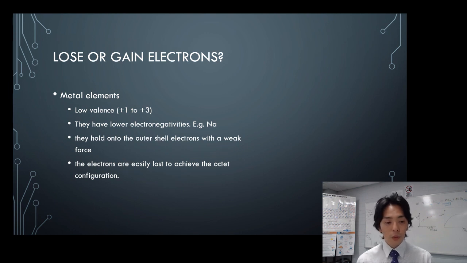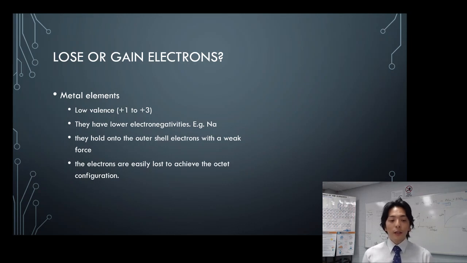That's what happens to metals. They would have very low valence compared to the rest of the periodic table, +1 to +3. That's what they would form. Now, that means that they would have lower electronegativities. If you have forgotten the definition of it, look it up again.